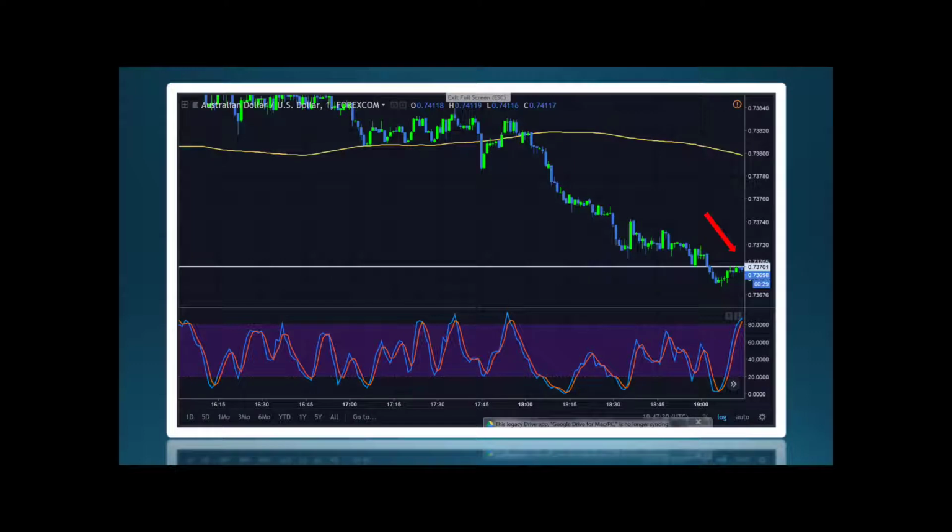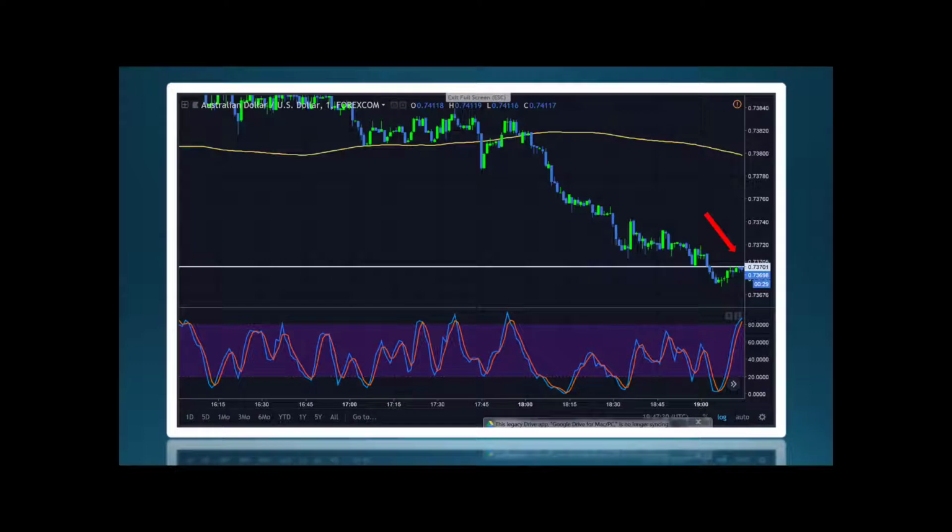So Aussie US dollar was taken on the 1-minute chart, and this wasn't the ideal setup. So the first thing I look at is the stochastic in the overbought territory. In this case it's over the 80 mark. Second thing I look at is price action below the 200 SMA. In this case it is. And the third thing I look at is what is the price action currently doing.